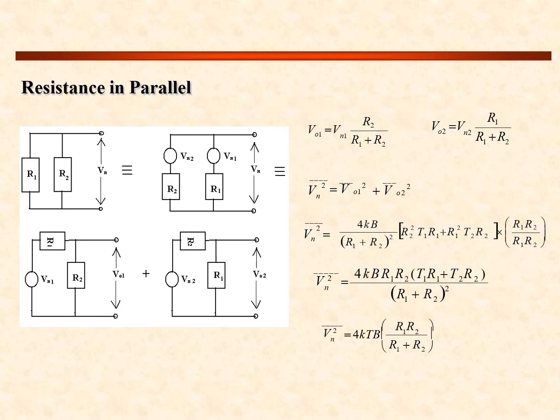Similarly for resistors in parallel. When we talk about parallel, it is 1 by R1 plus 1 by R2, in parallel to the sources. So the total output noise voltage square is equal to V01 square plus V02 square. V01 square is the noise voltage across resistor 1, and V02 is the noise voltage across resistor 2. Here the resistors are connected in parallel. So the final equation is Vn square equal to 4kTB of R1 R2 divided by R1 plus R2.